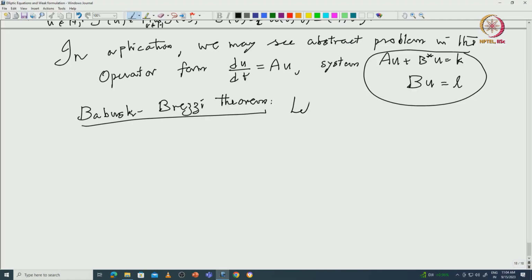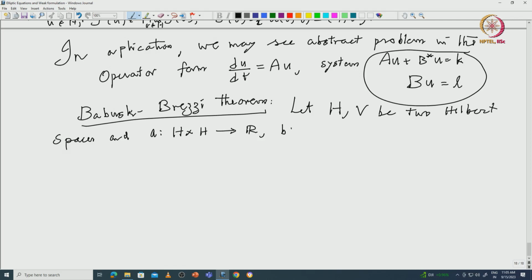So, let H and V be two Hilbert spaces, and A from H cross H to R, B from H cross V to R, keep that in mind. So, we are looking for one solution in H and another solution in V for a system. Let A and B be two continuous bilinear forms, no ellipticity assumption I am making, just continuous bilinear forms.